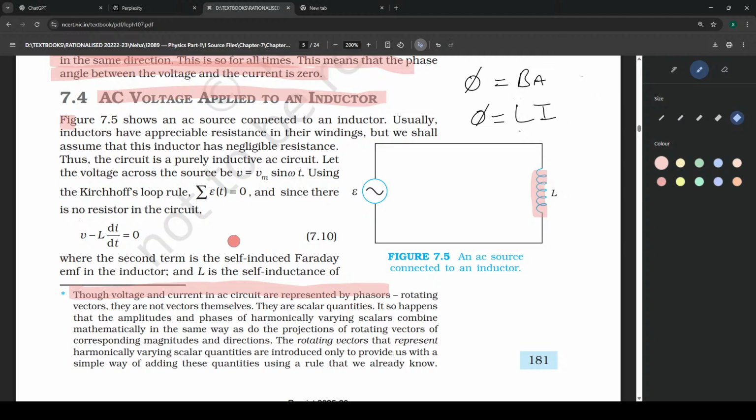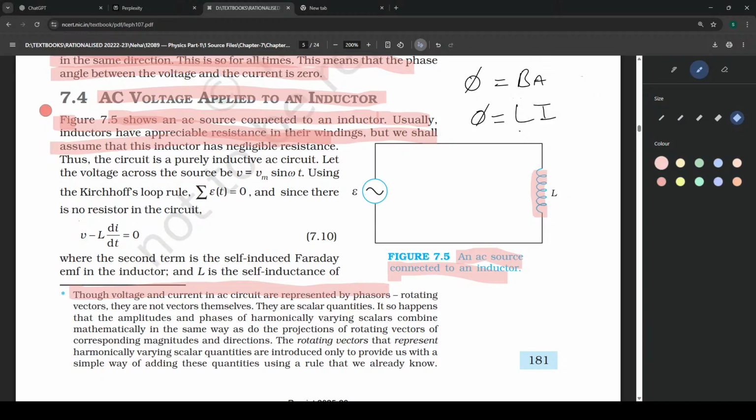Now this figure, let's see the description of the figure. An AC source connected to an inductor. Shows an AC source connected to an inductor. Usually, inductors have appreciable resistance in their windings, but we shall assume that this inductor has negligible resistance.